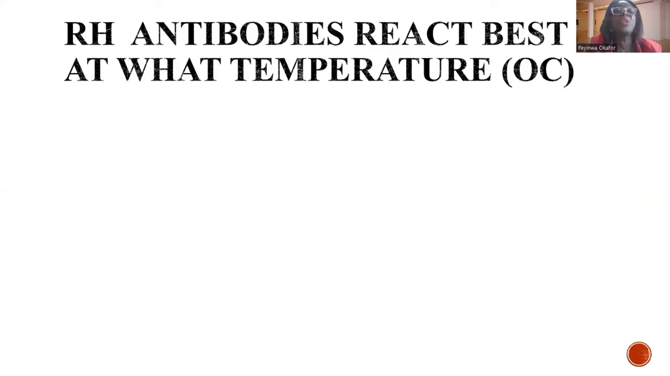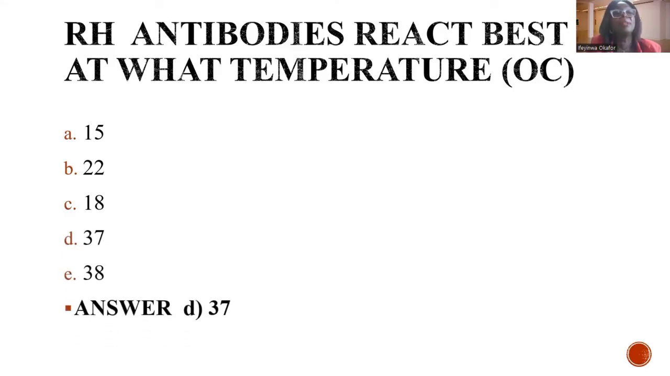Rh antibodies react best at what temperature? We have 15 degrees Celsius, 22 degrees Celsius, 18 degrees Celsius, 37 degrees Celsius, 38 degrees Celsius. Answer, D, 37 degrees Celsius. Rh antibodies are warm antibodies. They are immune antibodies and they react best at 37 degrees Celsius.